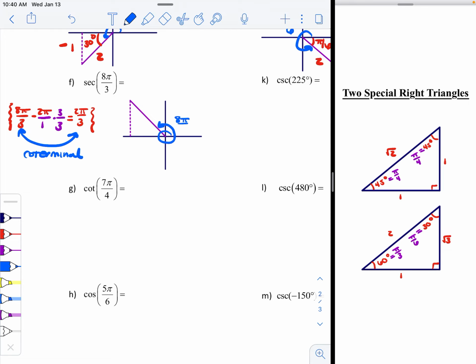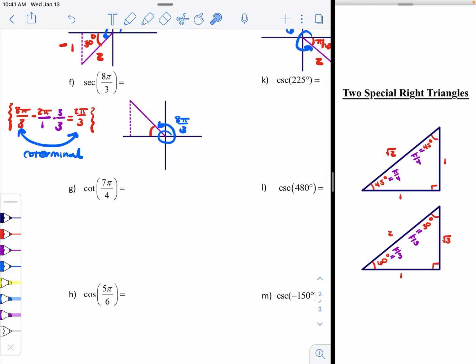All right, so 2 pi over 3, 2/3 is more than a half, but it's less than 1, which means we're going to be in quadrant 2. So that's our 8 pi over 3 there. So we went all the way around plus 2 pi over 3 to get us here. And then just draw that right triangle down to your x-axis.